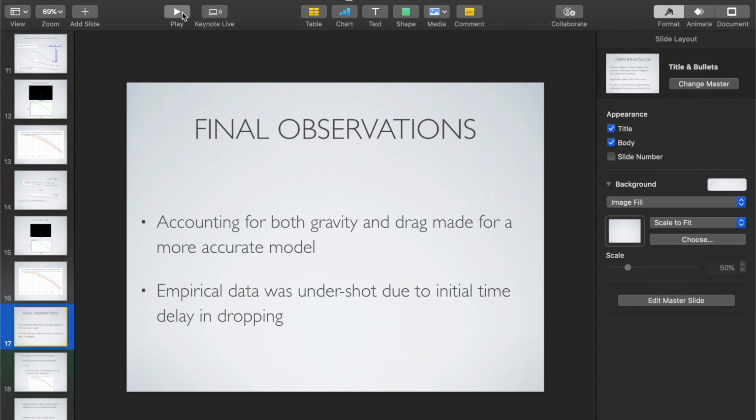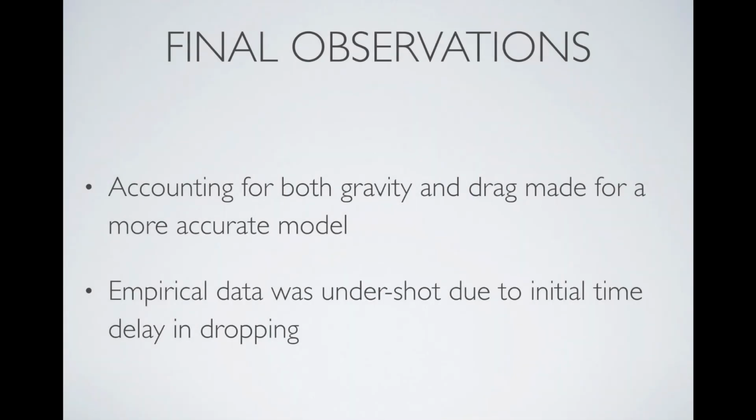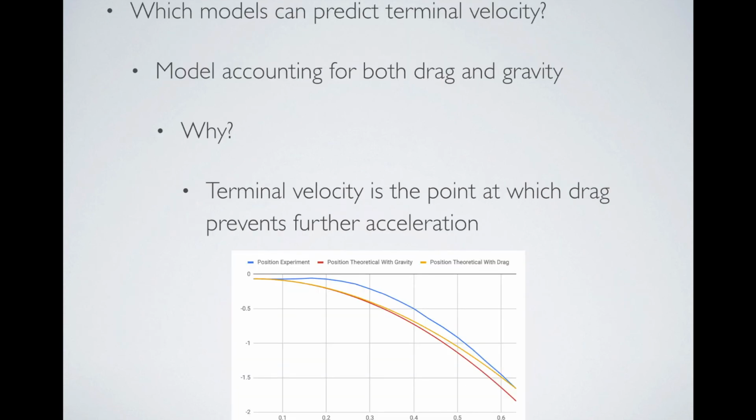Finally, we can conclude that accounting for both gravity and the drag force made for a more accurate model. We can also conclude that the empirical data could have been more accurate if we had dropped the ball and started the initial observation at the same time. However, this was not the case. So finally, we arrive at the question that we asked originally: which models can predict terminal velocity?